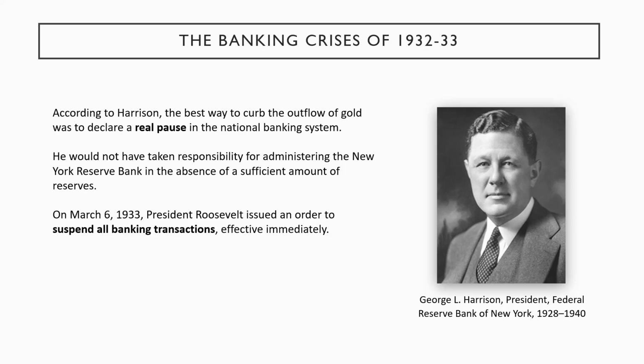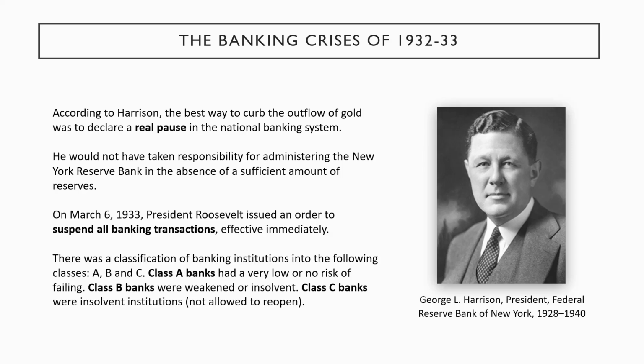The proposal was to reopen the banks in various phases. There was a classification of banking institutions into the following classes, A, B, and C. Class A banks had a very low or no risk of failing. Class B banks were weakened or insolvent, so the reopening had to be preceded by a period of internal reorganization. Class C banks were insolvent institutions that were not allowed to reopen.